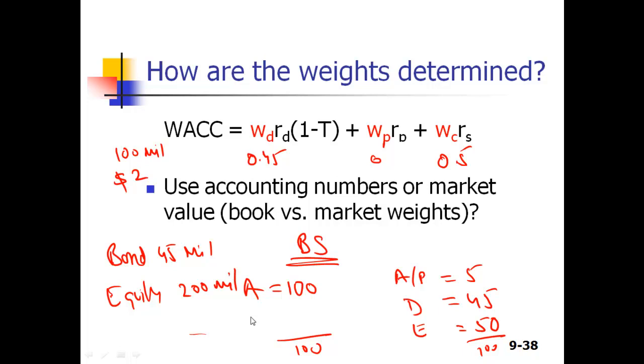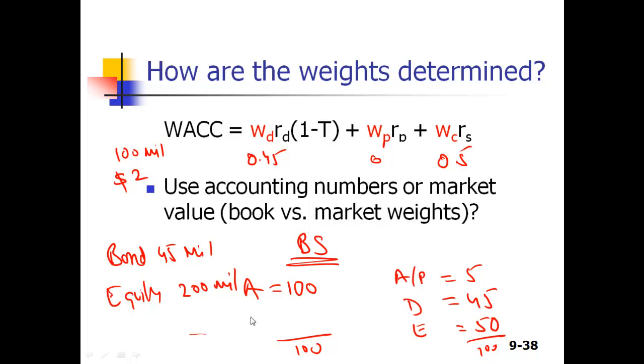Because in accounting numbers, you have to follow IFRS and other rules, and those rules might or might not depict reality, as with the building example I just gave. So let me give the bottom line, then I'll take a question. The bottom line is that when you use the weightages in the WACC formula, you should use market values.